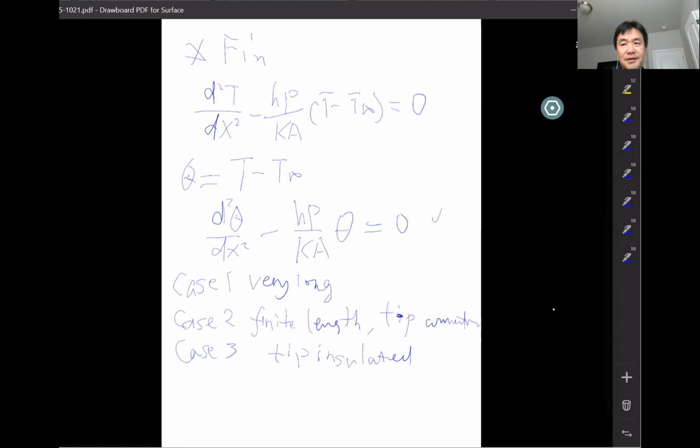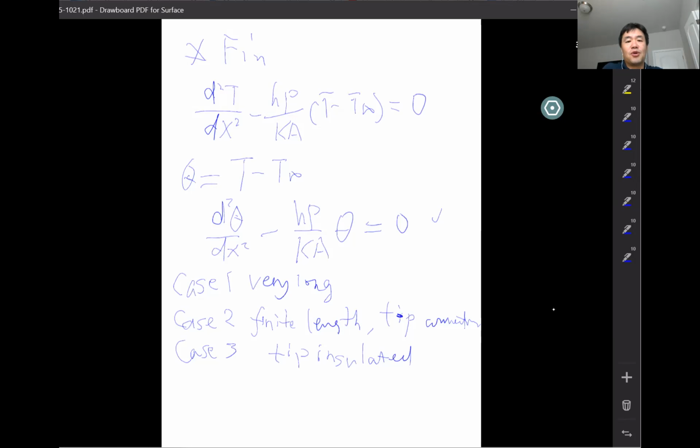So that's 2 and 3. Basically in type 2 some heat flow goes out at the tip, but in type 3 there's basically no heat flow going out. It's dT/dx equal to 0 at the end. There are small changes between 2 and 3. If the thing is not too short, if it's reasonably long, though not very long like case 1, then the difference between 2 and 3 is not that much, because the tip usually is small.